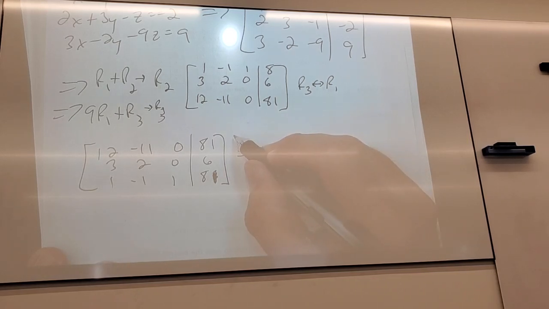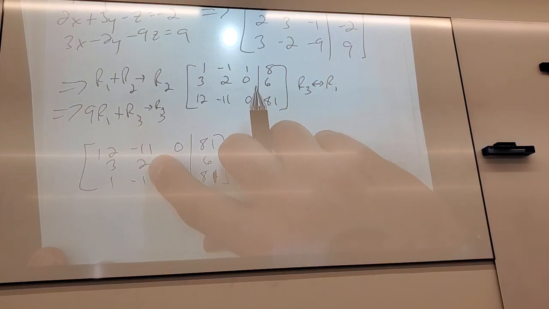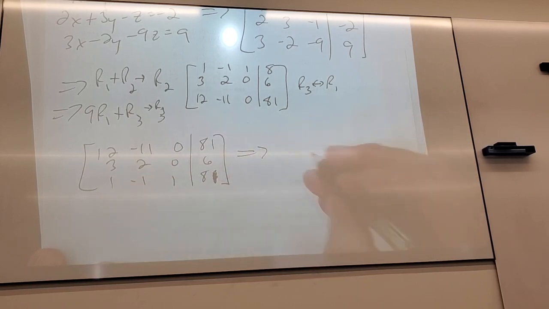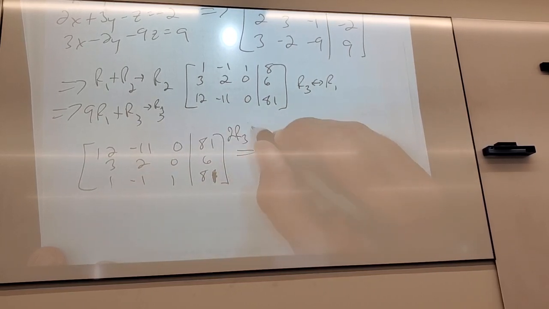Watch what I'm going to do. I'm going to do this. Is everybody cool with that? I can kill that too? You with me? Yeah, if I take row 3, multiply it by 2, add it to row 2.